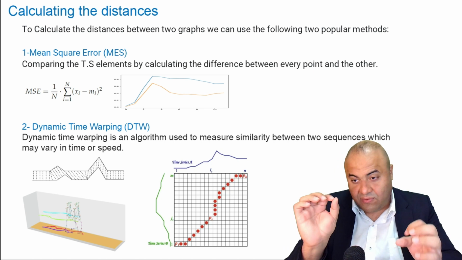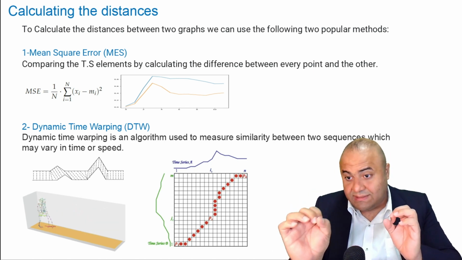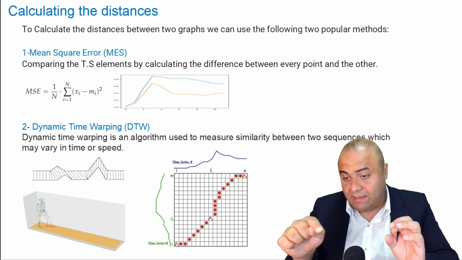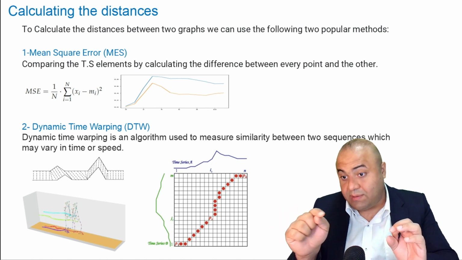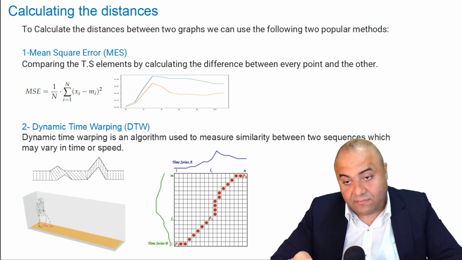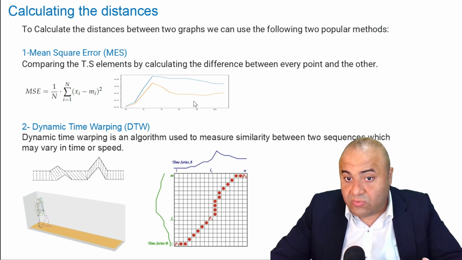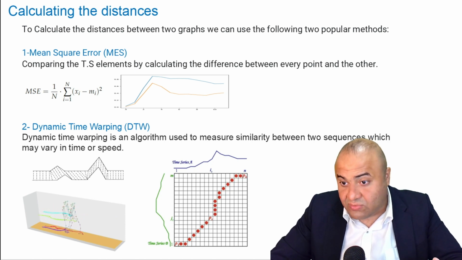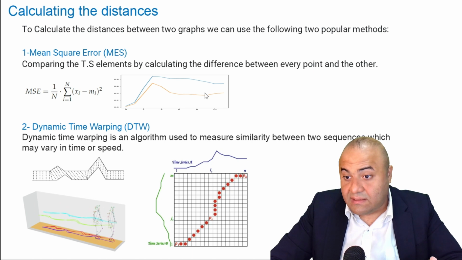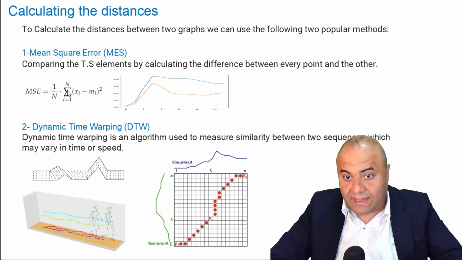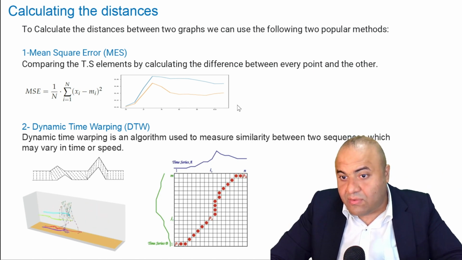Now, how to calculate it? If we have 2 points, it's very clear. The distance between 2 points is simply the Euclidean distance, the square root of x squared plus y squared. It's very simple. However, if we have time series data, we use the mean square error to calculate the difference between these 2 time series. The mean square error equals the sum of (xi minus mi) squared, divided by the number of points we have.